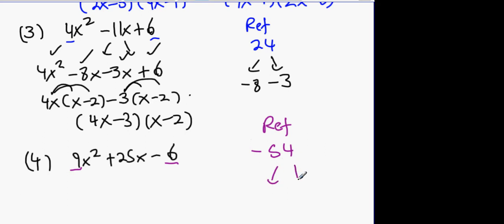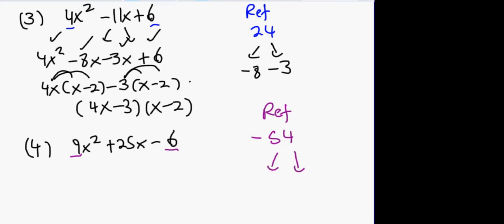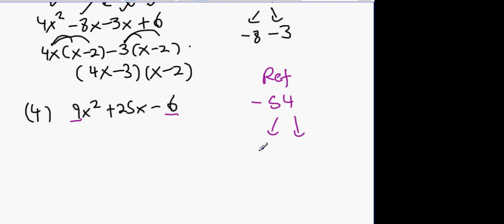Now, two numbers that multiply together to give you 54. 9 and 6. Perfect. Now 9 and 6 won't work because you can't add them together to make 25. So pick another number, something smaller maybe. Will 2 divide into 54? Yeah, because it's an even number.